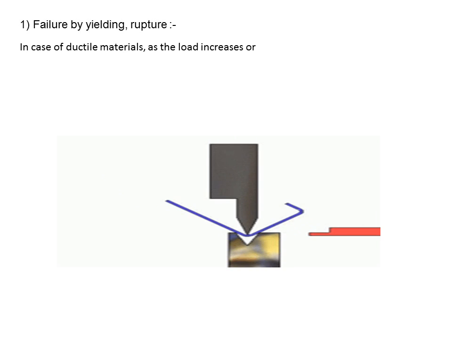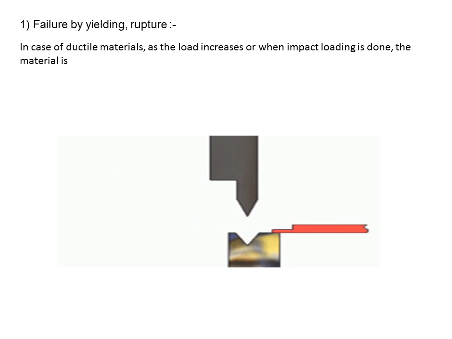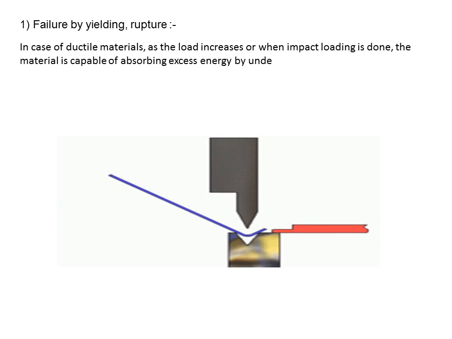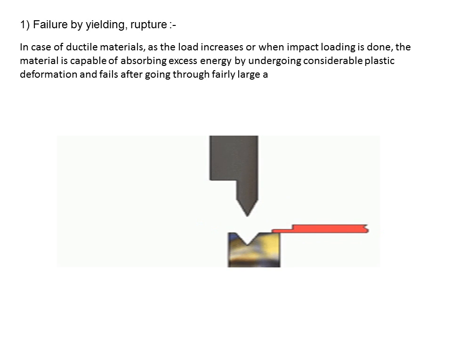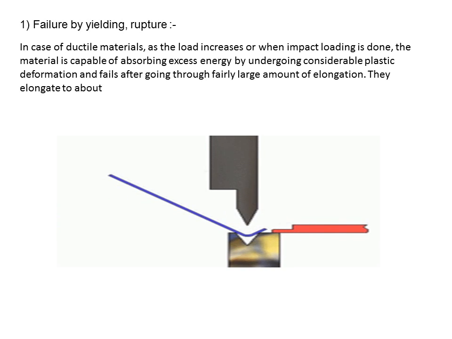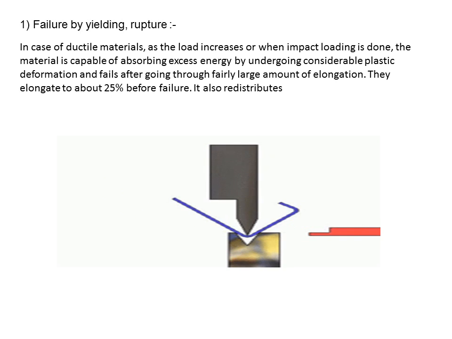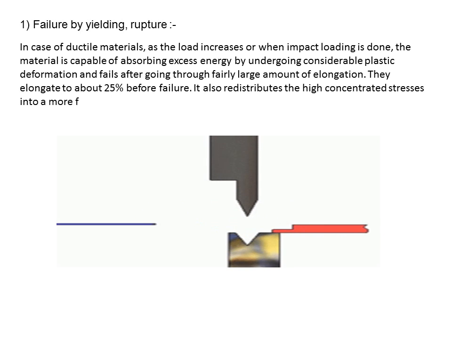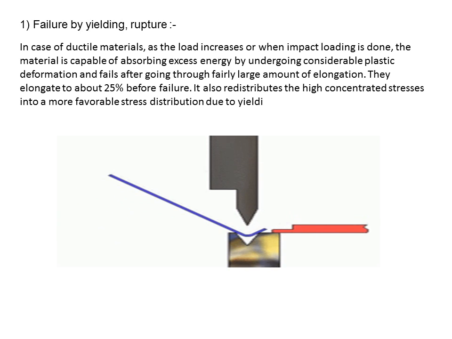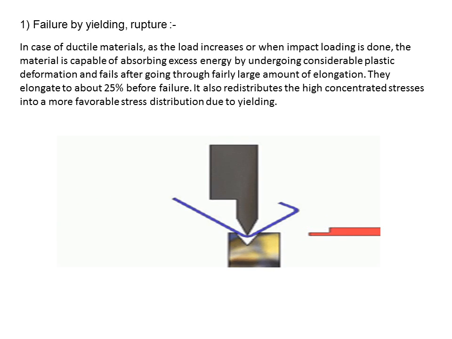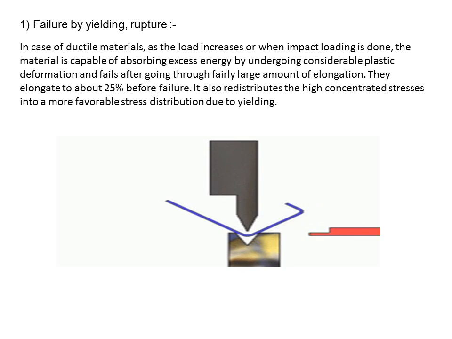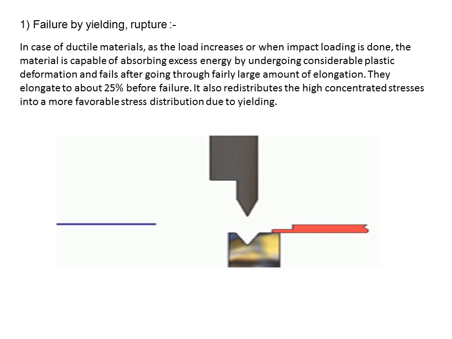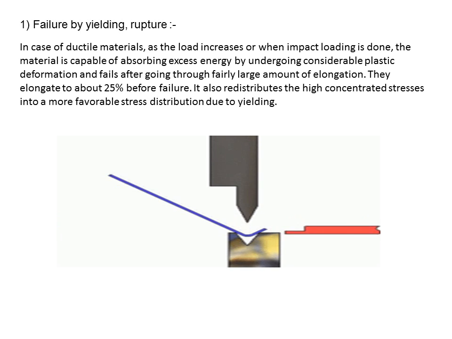In the case of ductile materials, as the loading increases or when impact loading is applied, the material is capable of absorbing excess energy by undergoing considerable plastic deformation, and fails after going through a fairly large amount of elongation. They elongate about 25% before failure. It also redistributes the highly concentrated stresses into a more favorable stress distribution during yielding. So whether the loading is impact or gradual, it yields by absorbing energy, and thus sudden failure is not present.